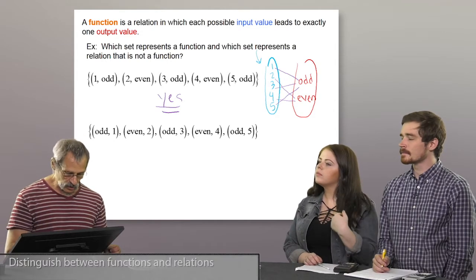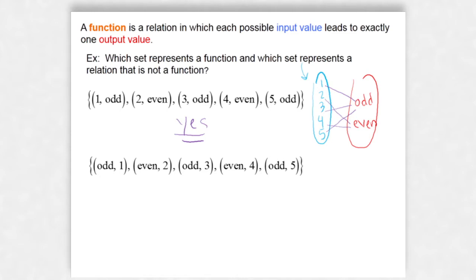Let's go to the next set and do the exact same thing. Let's list the input values. You would tell me to list odd and even. I'm going to write down odd, and I'm going to write down even. Now I'm going to list the output values.